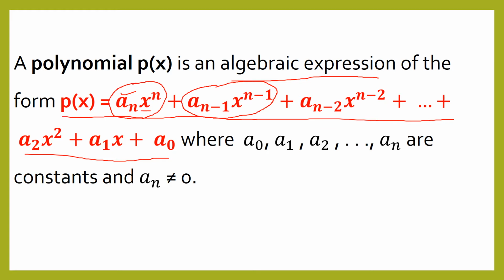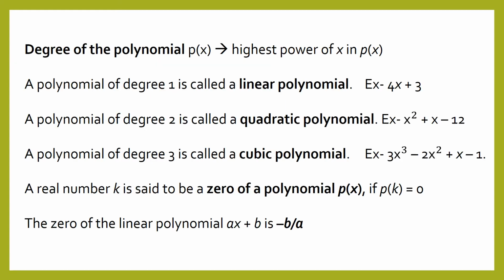So now let's move to some more theories. Degree of polynomial. Degree of polynomial is the highest power of x in the expression of the polynomial p of x. A polynomial with degree 1 is called linear polynomial. For example, 4x plus 3. Here, the maximum power of x is 1, hence the degree of the polynomial is 1 and it is called linear polynomial.